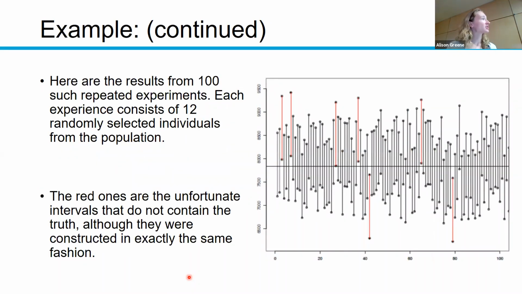So this shows us performing that sampling and calculation of the point and interval estimate 100 times, and plotting the range of the interval, where the true mean of, I think it was 7840, is in the middle, and these red ones don't capture the true mean.